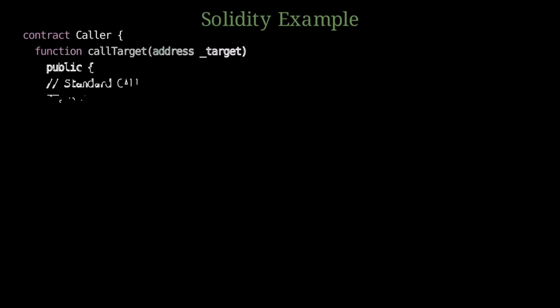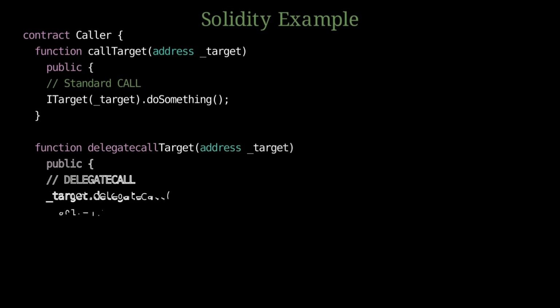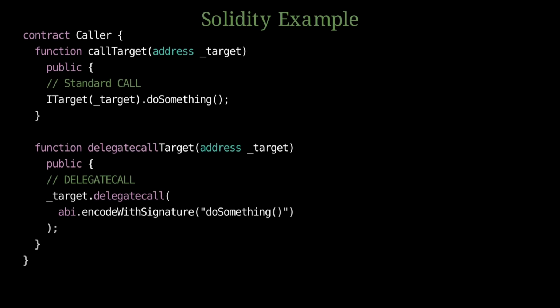Let's see how this looks in Solidity. Here's a contract that demonstrates both types of calls. The first function uses a standard call. Notice how we just invoke the target contract's method directly. The second function uses delegate call. We have to use the low-level delegate call method and encode the function signature ourselves. Both accomplish the same task, but they behave very differently under the hood.